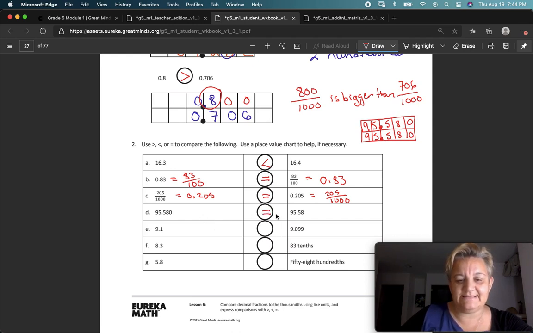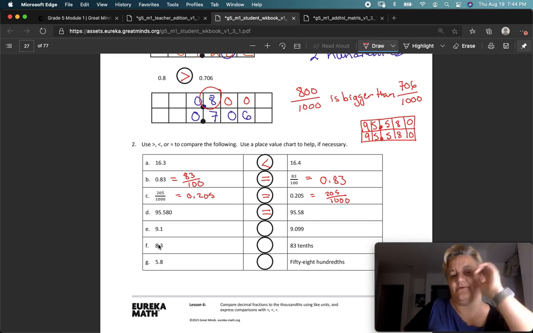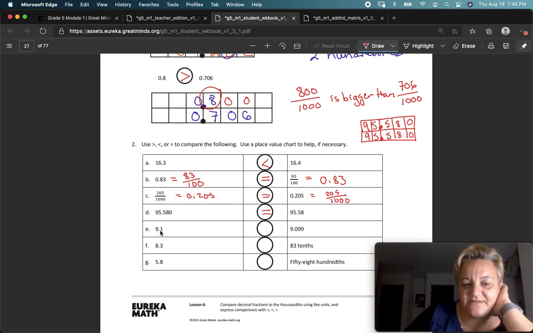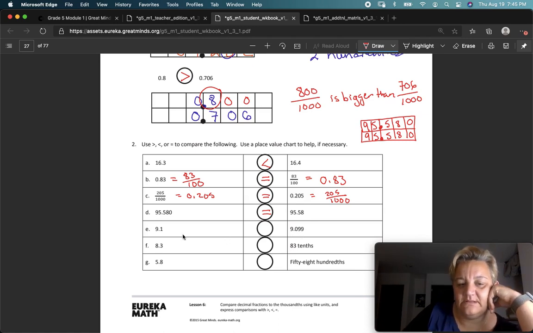Don't get stuck. Okay. Now, do I need to do a place value chart for the next one? I can, but let's see if we can do it without it. Okay. 9 and 1 tenth, 9 and 99 thousandths. Let's just look here. 9 and 9 are the same, but let's look at the tenths spot. Here's a 1 and here's a 0. So which one is bigger? The 1 is bigger than the 0, right? Okay.